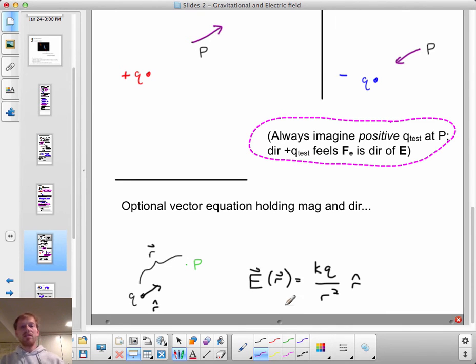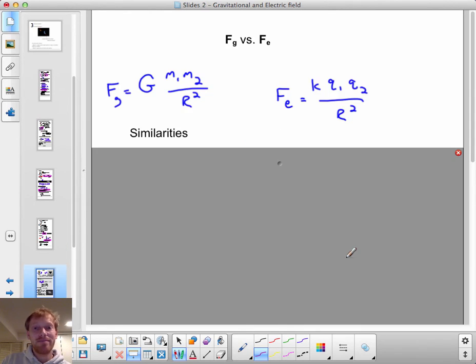You definitely don't have to do this, but the vector electric field as a function of vector displacement from a point charge is equal to k times the magnitude of the point charge divided by the distance between those two squared times r hat, where r hat is a unit vector from the point charge towards the location P. If this is intriguing to you, then great.